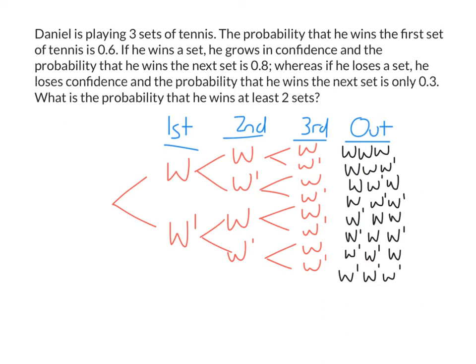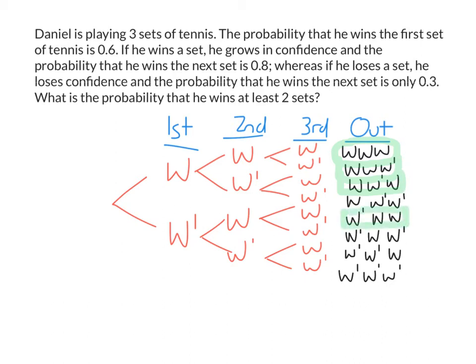So this is why tree diagrams are useful. We can see all of the possibilities, and we can just count which of these results in him winning the match, which is winning at least 2 sets. So this is him winning at least 2 sets, so we'll circle this one here. This next one as well, he wins at least 2 sets there, and then this one here.